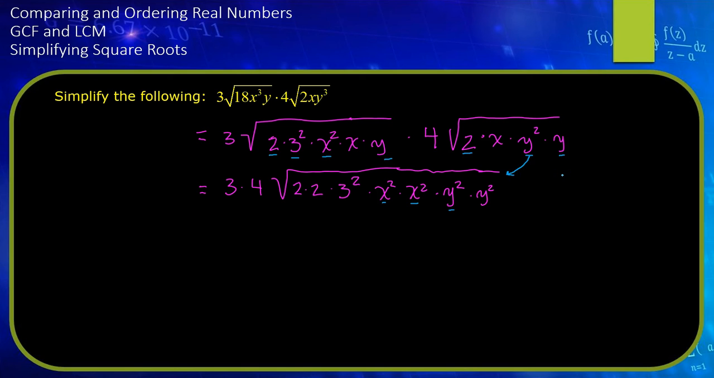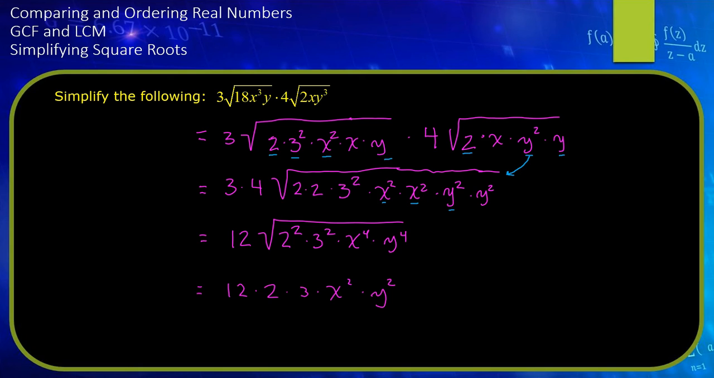So basically, all the components underneath the radicals are either a perfect square as they are, or when I multiply it to a like element in the other radical, they form a perfect square. So what I end up having here when I simplify this a bit further is that I have 12 times the square root of 2 squared times 3 squared times x to the 4th times y to the 4th, which becomes 12 times 2 times 3 times x squared times y squared, which becomes 72x squared y squared.